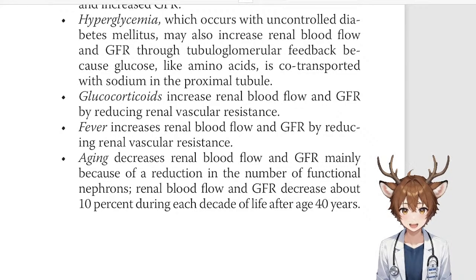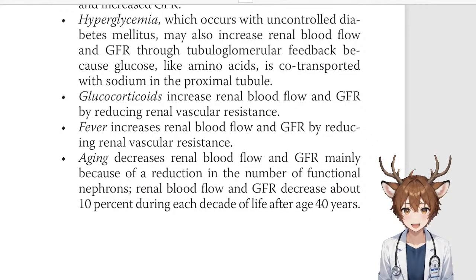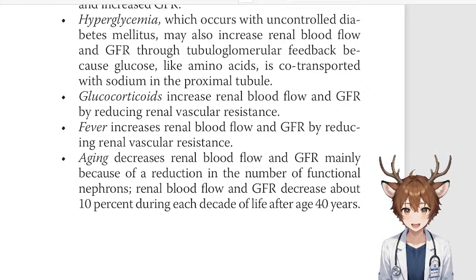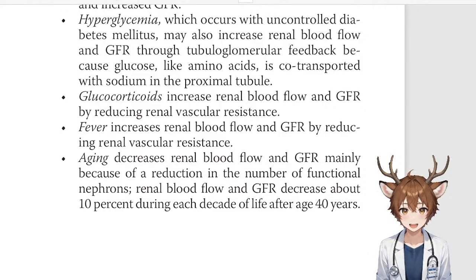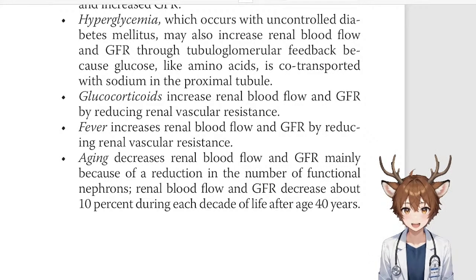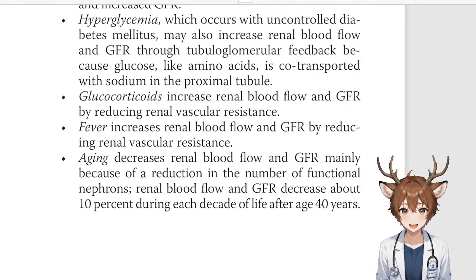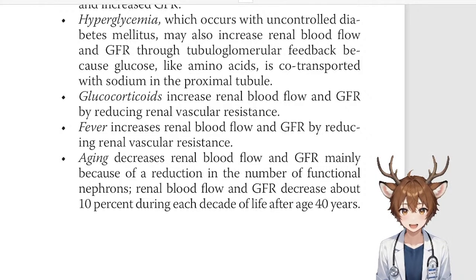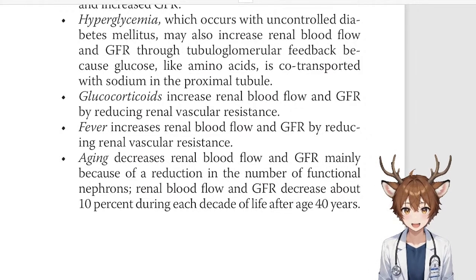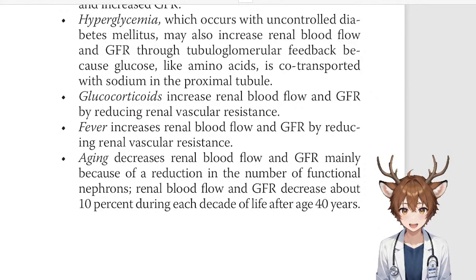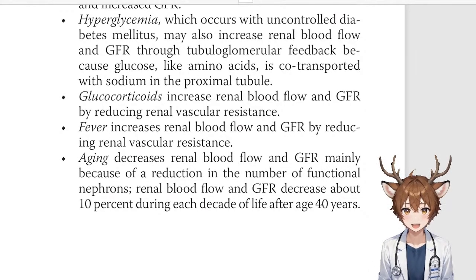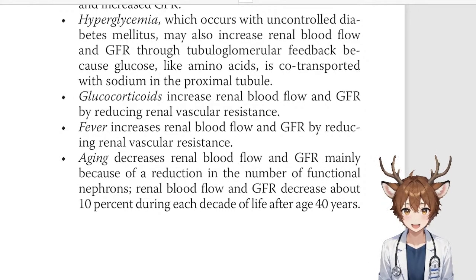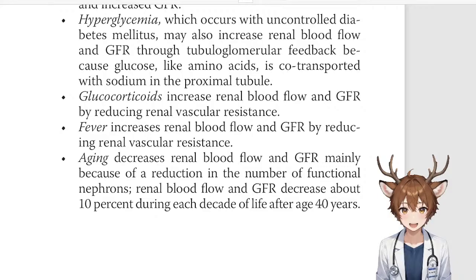Anyway, hyperglycemia, which occurs with uncontrolled diabetes mellitus, may also increase renal blood flow and GFR through tubuloglomerular feedback because glucose, like amino acids, is co-transported with sodium in the proximal tubule. Glucocorticoids increase renal blood flow and GFR by reducing renal vascular resistance. Fever increases renal blood flow and GFR by reducing renal vascular resistance. Aging decreases renal blood flow and GFR mainly because of a reduction in the number of functional nephrons. Renal blood flow and the GFR decrease about 10% during each decade of life after the age of 40 years.